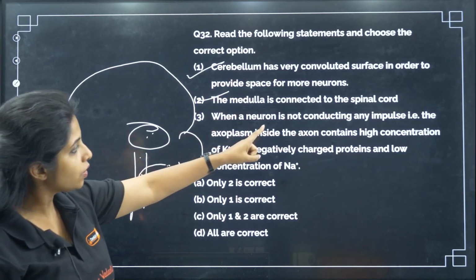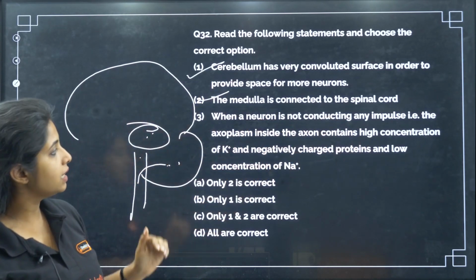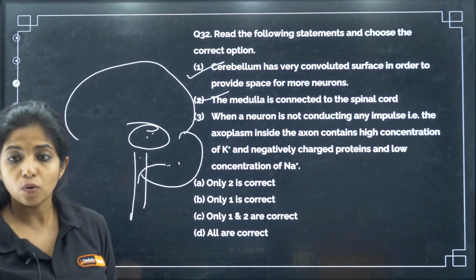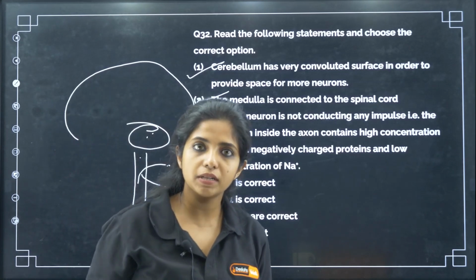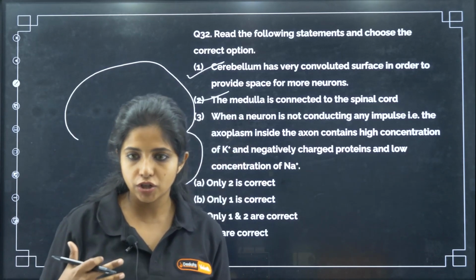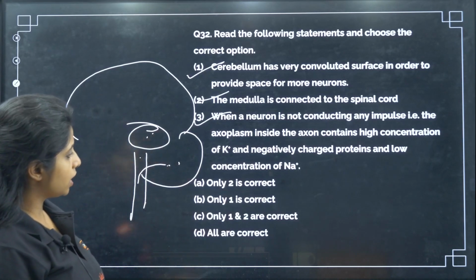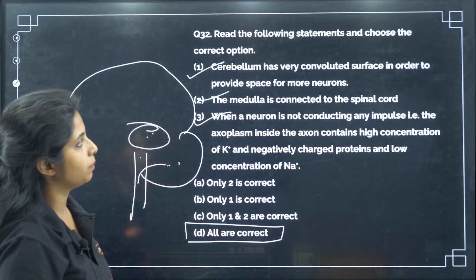Correct. When a neuron is not conducting any impulse, the axoplasm inside the axon contains a high concentration of potassium ions and negatively charged proteins and a low concentration of sodium ions. Yes, that is correct. When an impulse starts, that's when the sodium ions rush in. So this is correct. Now, can I say all the statements are correct? Yes, statements 1, 2, 3 are correct. So all of them are basically correct, my dear children.